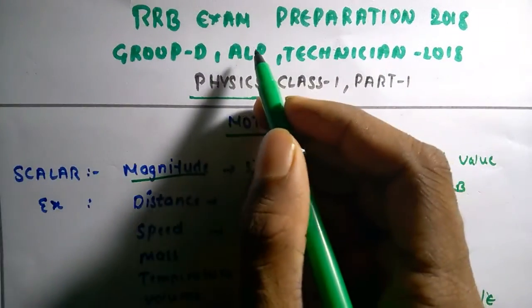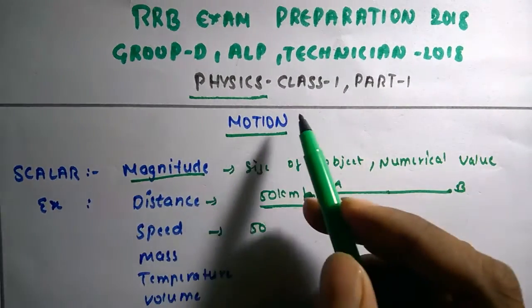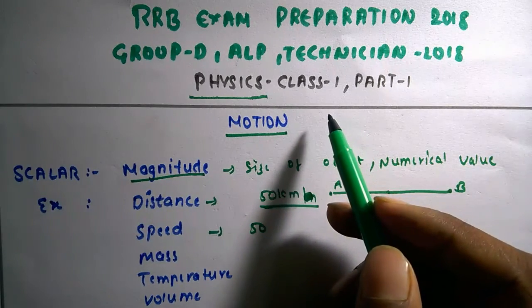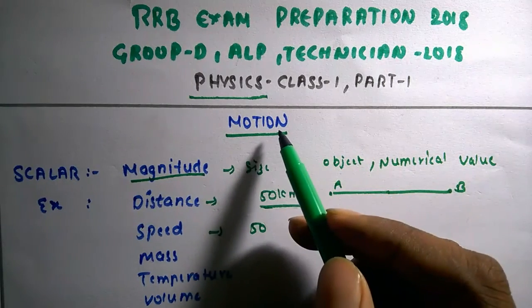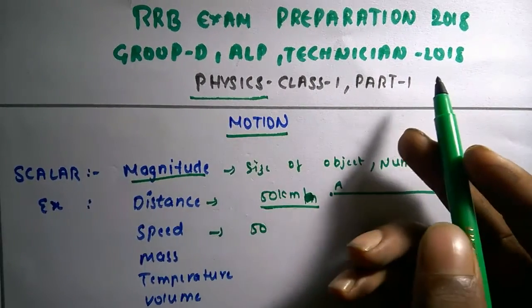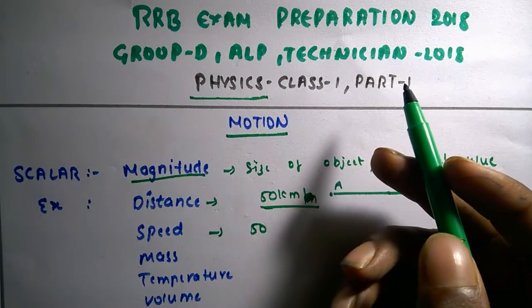So in this video, we're going to discuss RRB exam preparation. This will be the physics series, and this is class one. We're also going to make all classes about physics, so stay tuned to our channel, guys. The topic we're going to discuss here is motion. This will be useful for RRB Group D, assistant pilot, and technician. This will also be useful for 10th class and intermediate students. So let's get into the topic, guys.